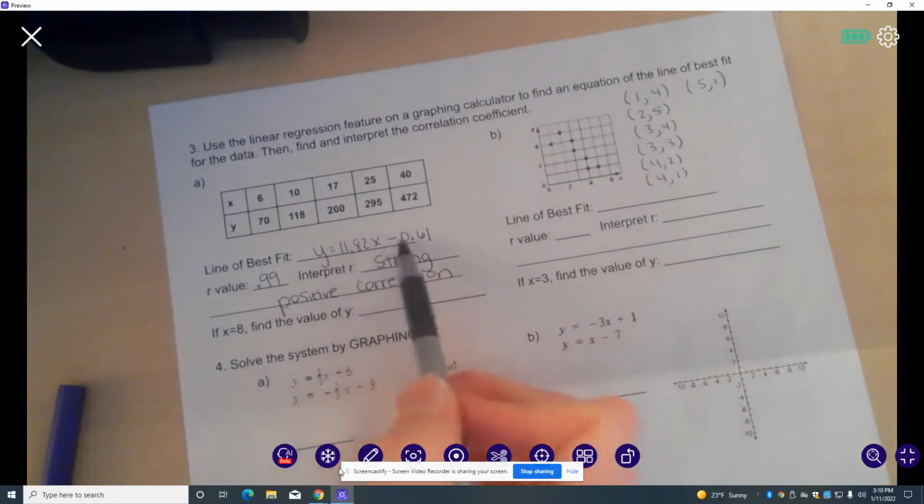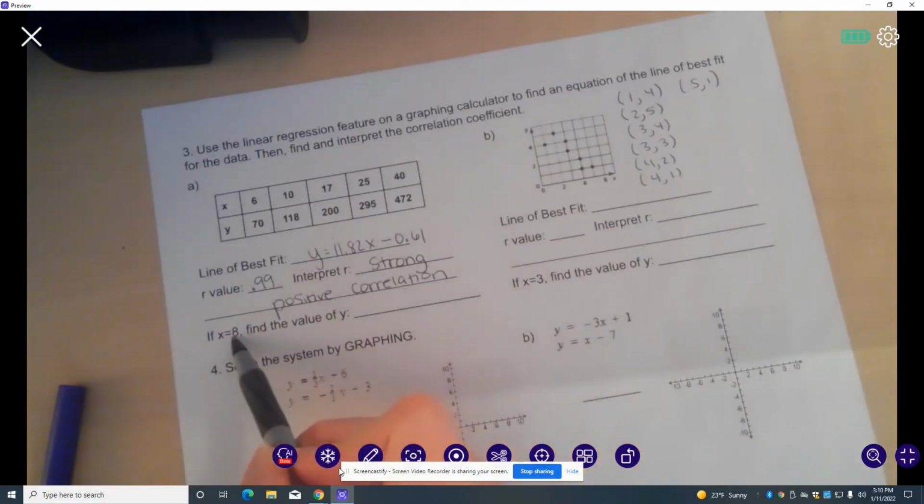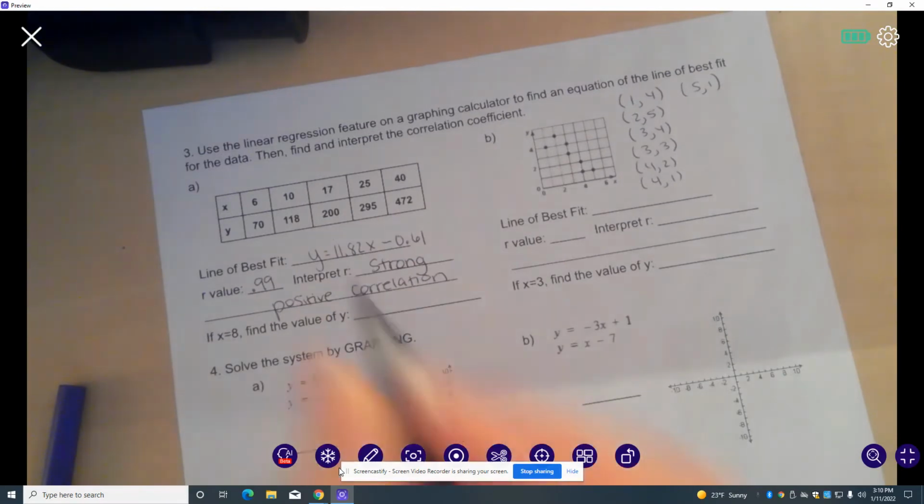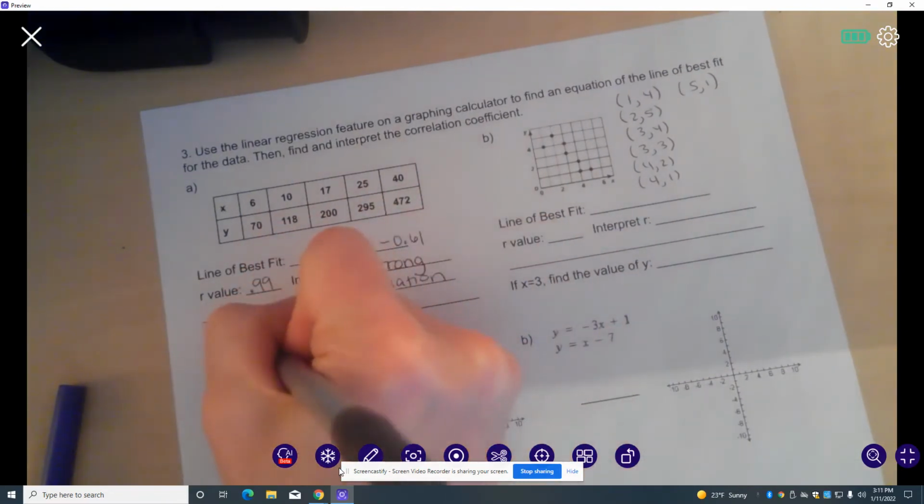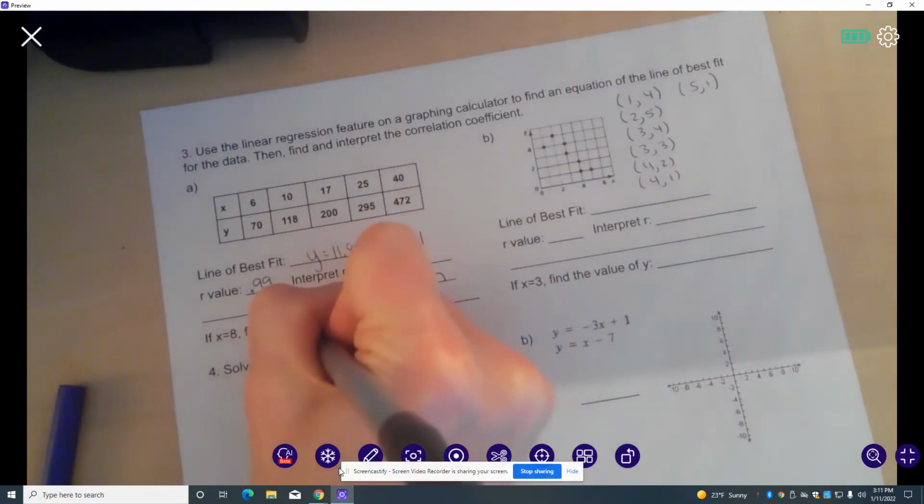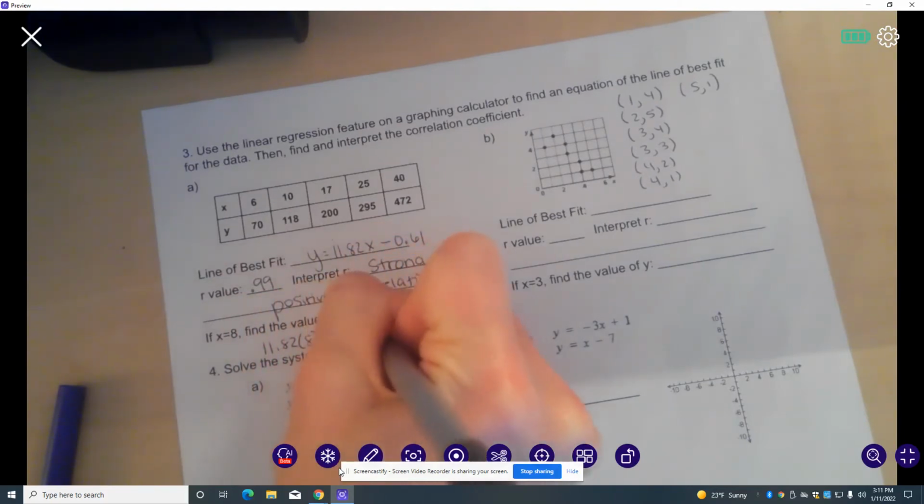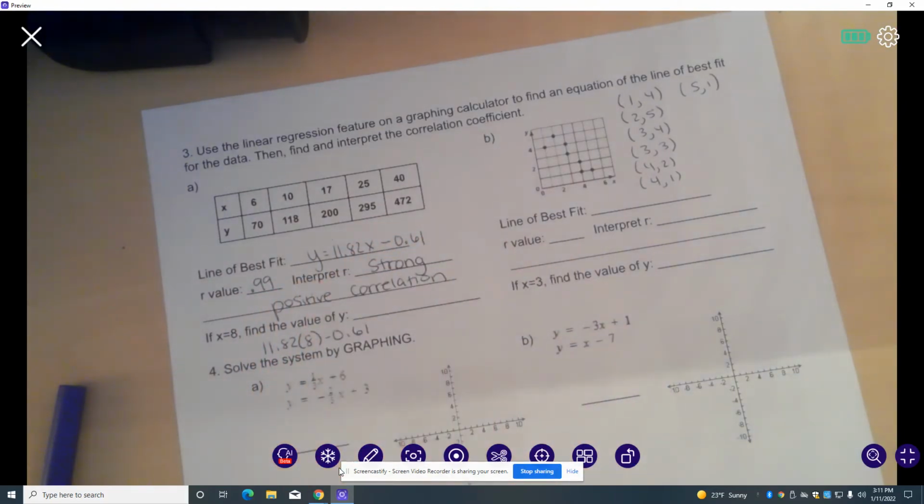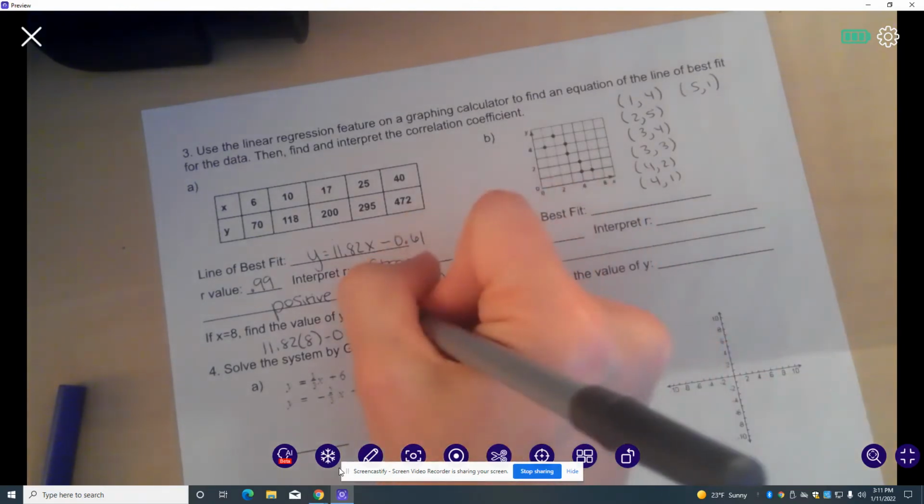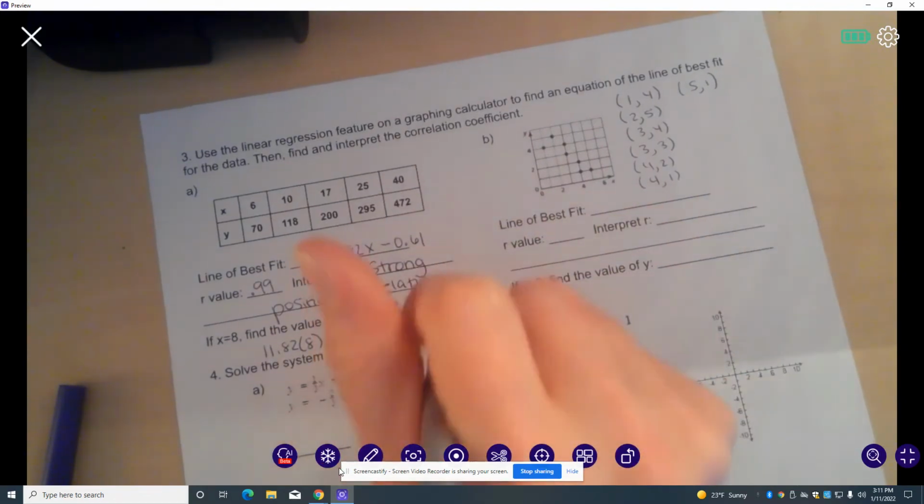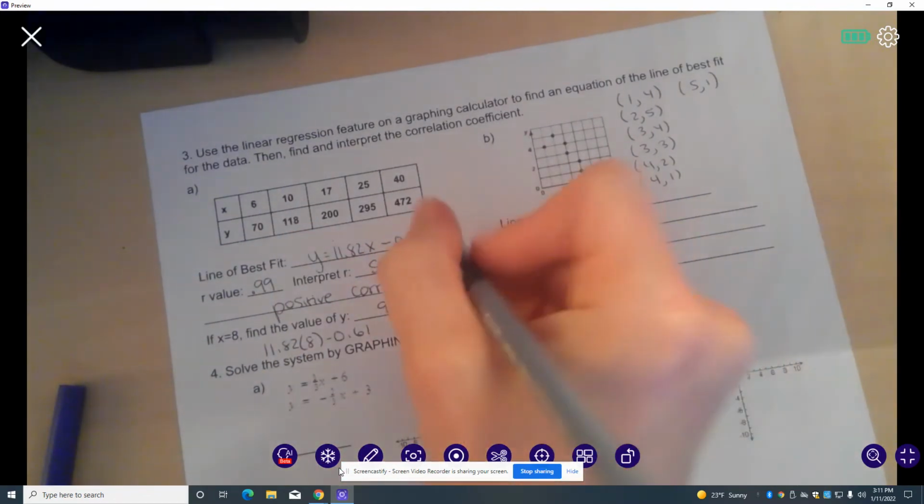And then finally it says if x equals 8, find the value of y. We're going to use our line of best fit equation, substitute 8 in for x to solve for y. So we're going to do 11.82 times 8 minus 0.61. When I do that, I get 93.95.